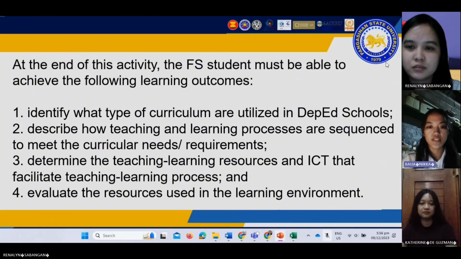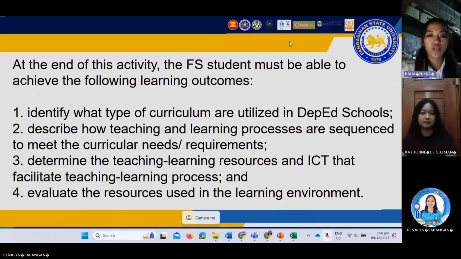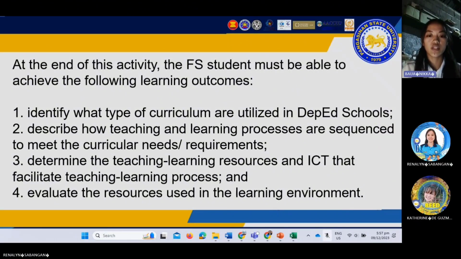So, at the end of this activity, the FS student must be able to achieve the following learning outcomes. Number one, identify what type of curriculum are utilized in DepEd schools. Number two, describe how teaching and learning processes are sequenced to meet the curricular needs or requirements. Number three, determine the teaching learning resources and ICT that facilitate teaching learning process. And number four, evaluate the resources used in the learning environment.